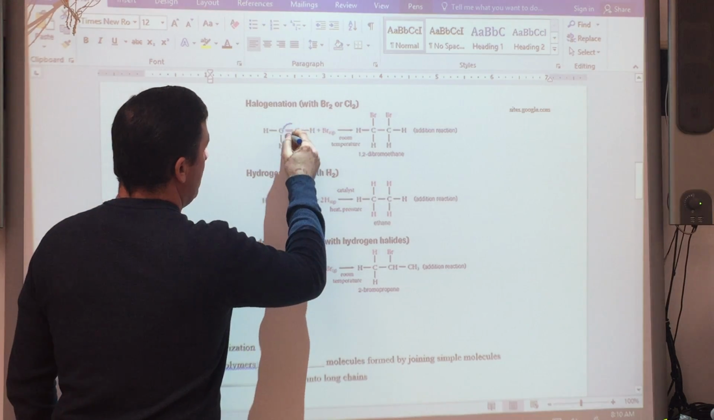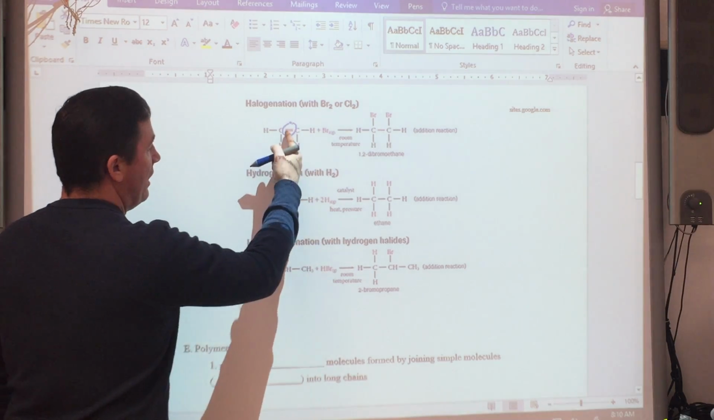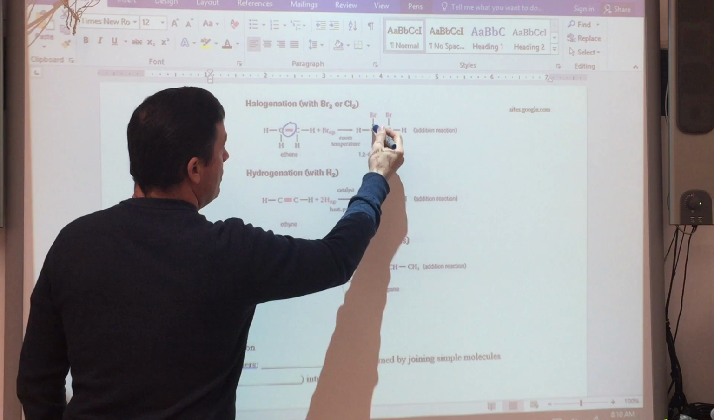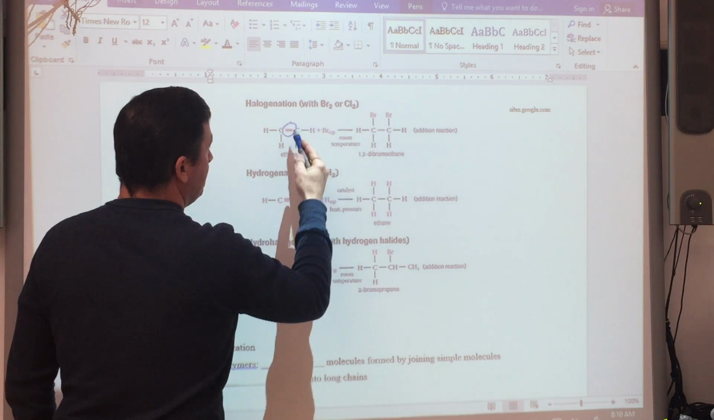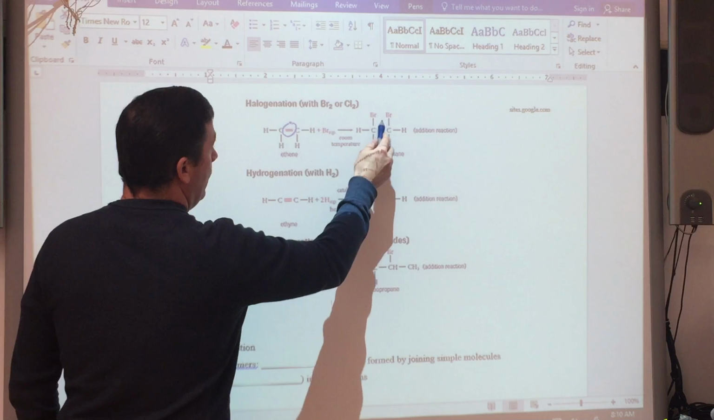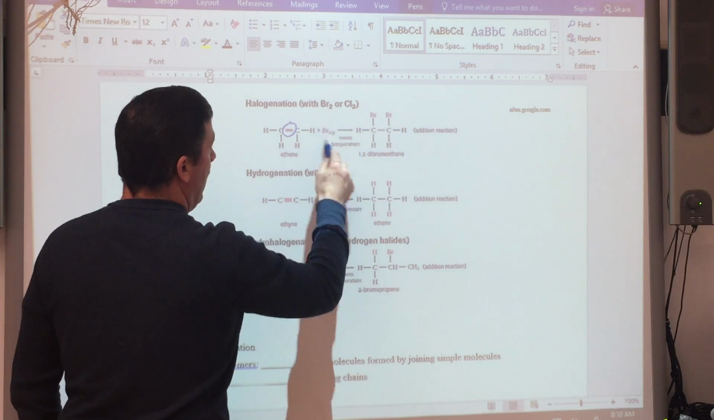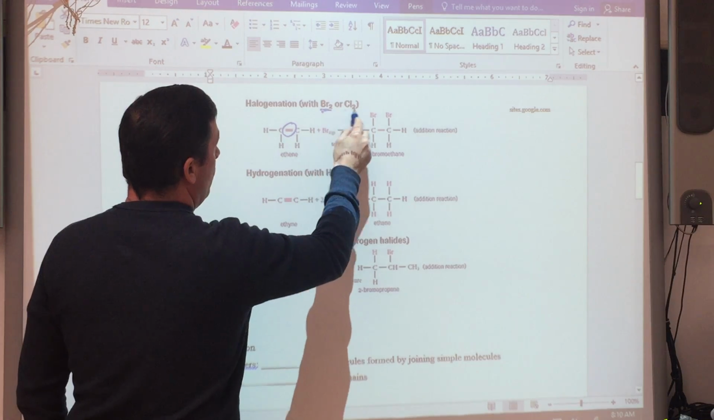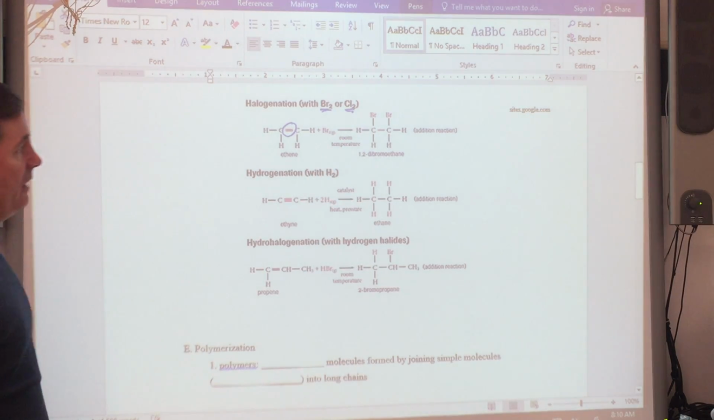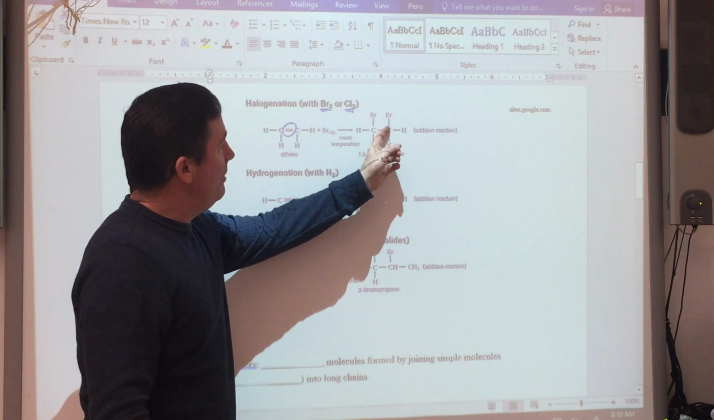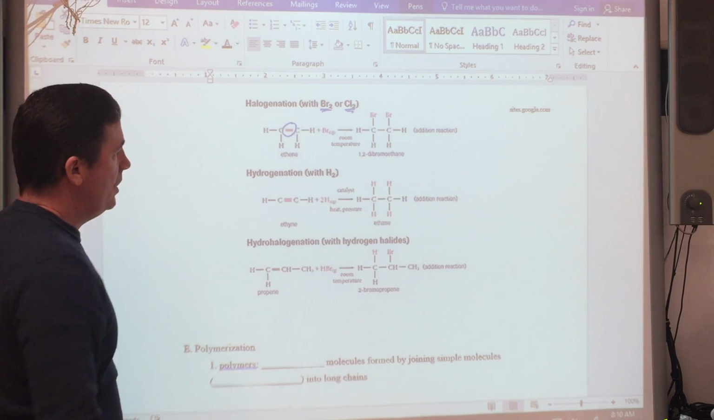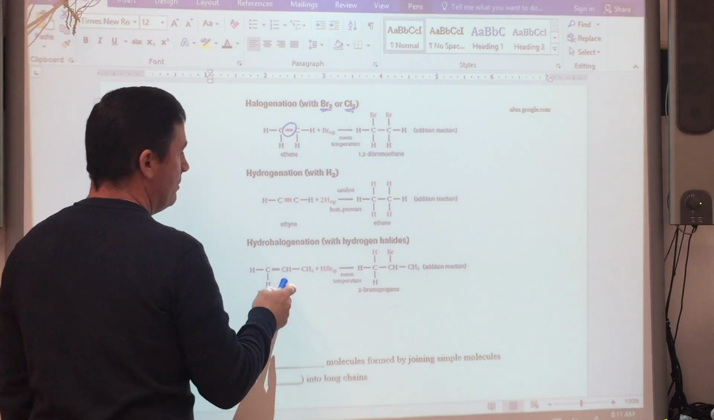Now the key here is that we've got a double bond, and since we've got a double bond, we can break that double bond, and then the bonds here will end up making new bonds with what you're adding. So this, we could do a halogenation. That means we could add bromine or chlorine to it, and then we end up with an alkyl halide, that's called. Okay? You can also do hydrogenation.